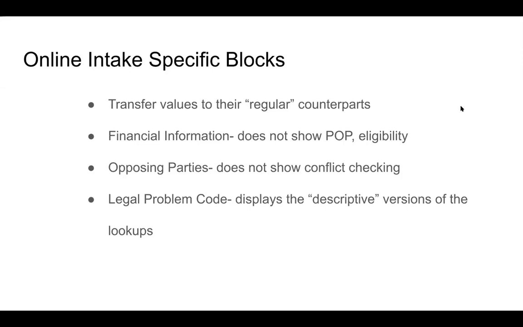Another example would be the opposing parties block. It's not going to show all of your conflict checking. Again, something that applicants don't need to see, that they wouldn't have any use for, and that would probably just confuse them. And then the last one I just wanted to point out specifically was the online intake legal problem code block. This one is really handy because it comes with another set of lookups that connect to your regular legal problem code values. The purpose of that is so that we can show some more plain language values to the applicant instead of your standard legal problem code values.